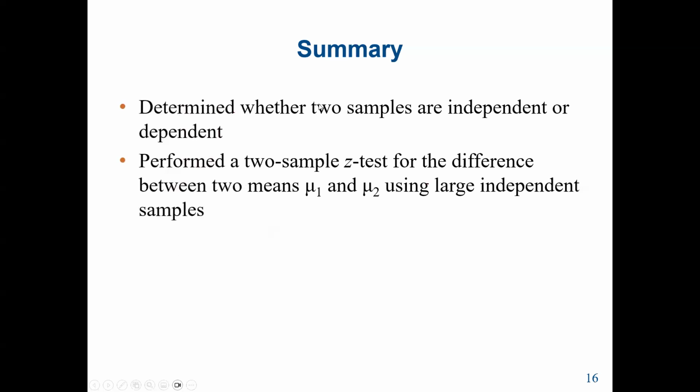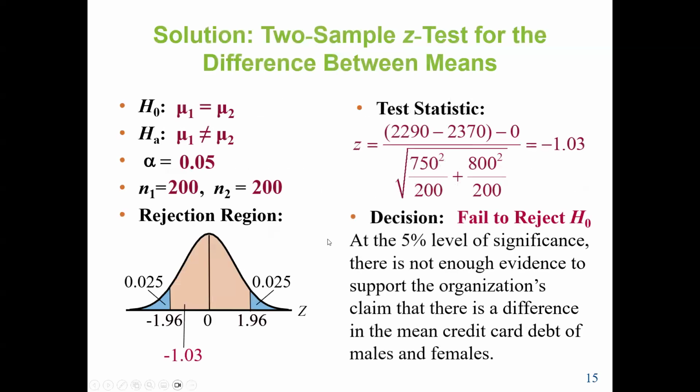So here again, in summary, we learned how to determine whether two samples are independent or dependent. And we performed a two-sample z-test for the difference between two means using large independent samples. Again, the steps: first we state our H0 and HA based on the question given to us. Alpha is given to us. We also know the sample size. So if we know the alpha and sample size, we can find the test statistic.